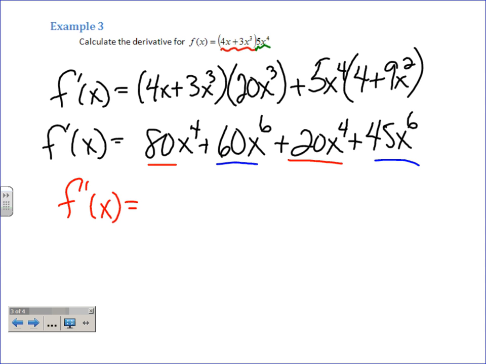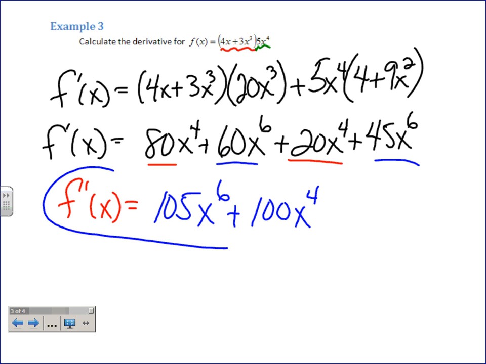And if we do that, you don't really necessarily have to go in descending order if you don't want to, but a lot of people like to stay in that pattern. That's up to you. But what do we got? 105x to the 6th plus 100x to the 4th. Yes.